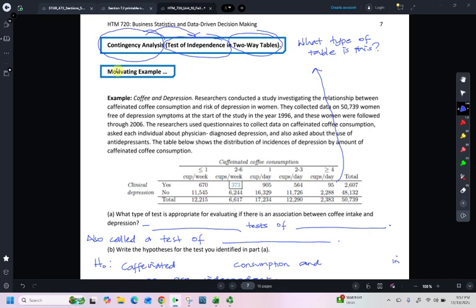In other words, we're saying if we have one categorical variable, caffeinated coffee consumption at different levels, and clinical depression, does a relationship exist? Yes or no? Our interest is to look at whether there is a relationship between different levels of caffeinated coffee consumption and the different classes of clinical depression.